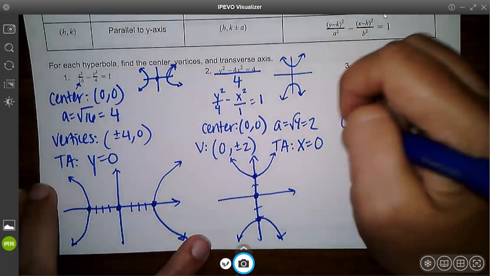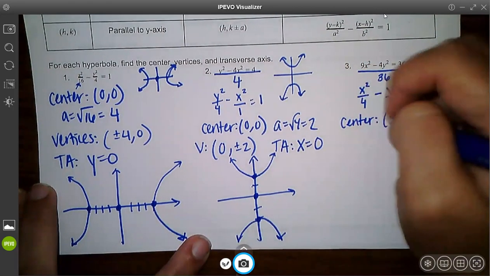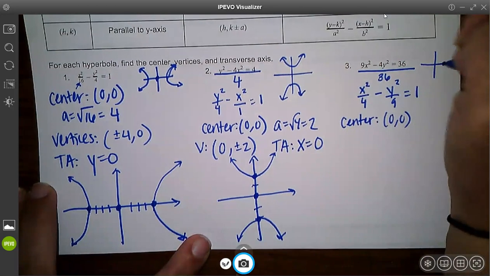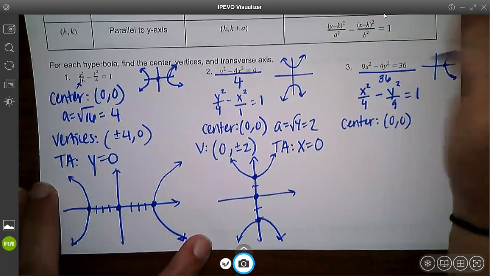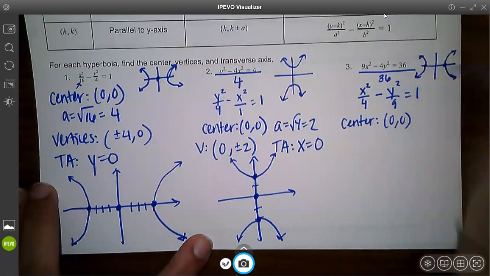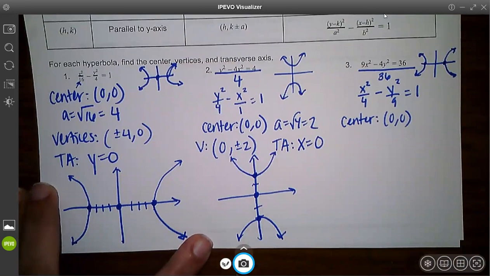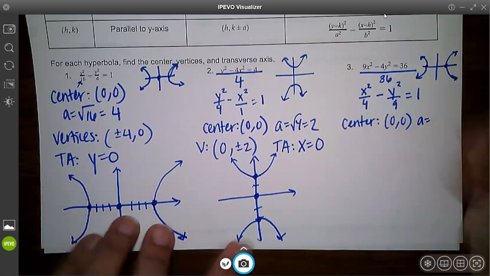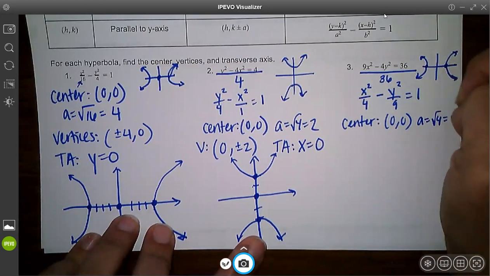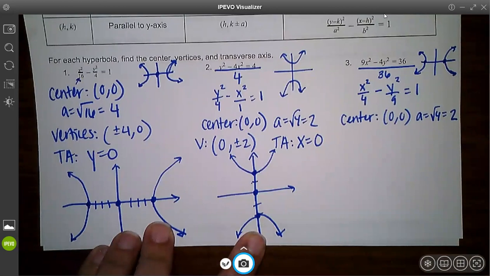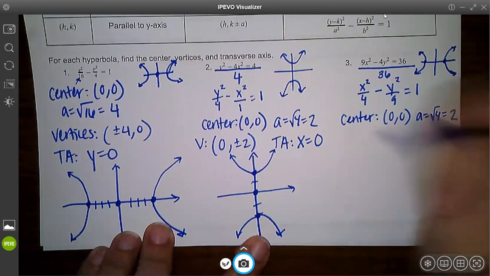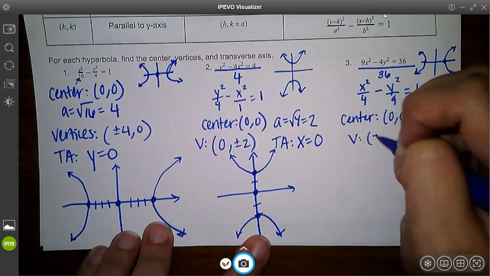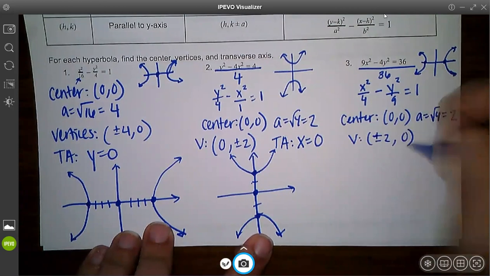So my center is still 0, 0. This one has a positive x squared, so my transverse axis goes along my x-axis, and it'll look like this. My a value here is 4 again, because that's the positive one. So the square root of 4 is 2. My vertices will be, I'm going to go left and right from my center, so plus and minus 2, 0.